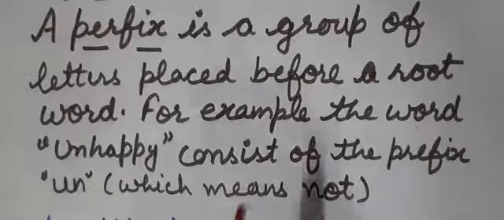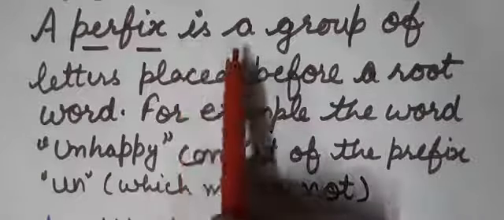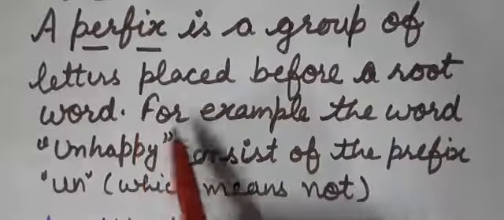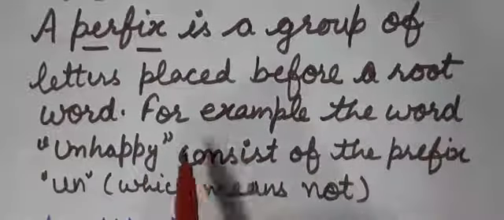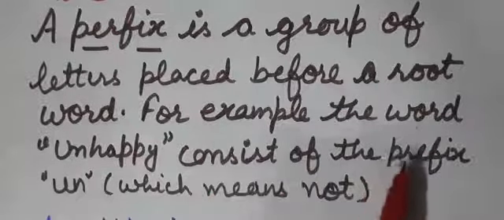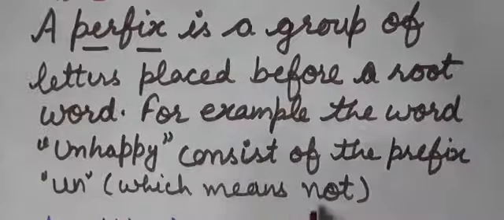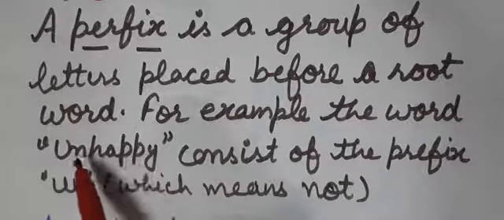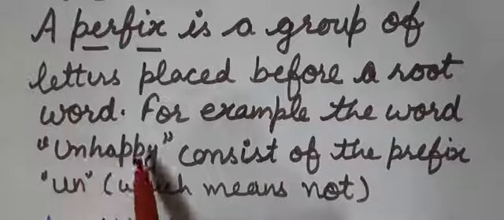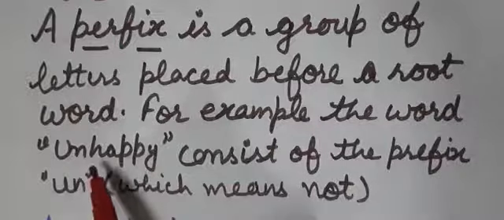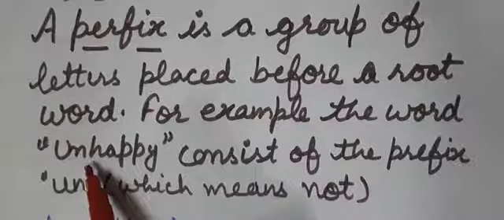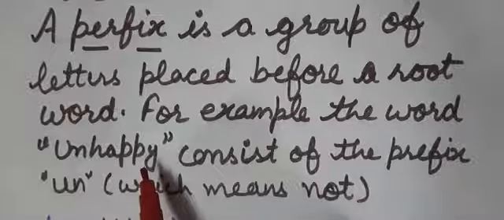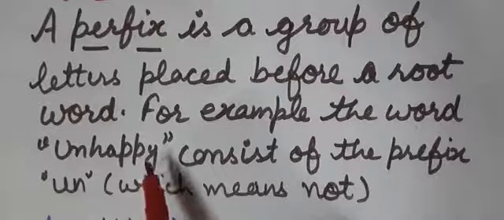Now let me tell you about prefix. A prefix is a group of letters placed before a root word. For example, the word unhappy consists of the prefix un, which means not. That means not happy. When we add un in front of the root word happy, the word becomes unhappy, and the meaning of the word will be not happy. I hope you understood now what a prefix is.